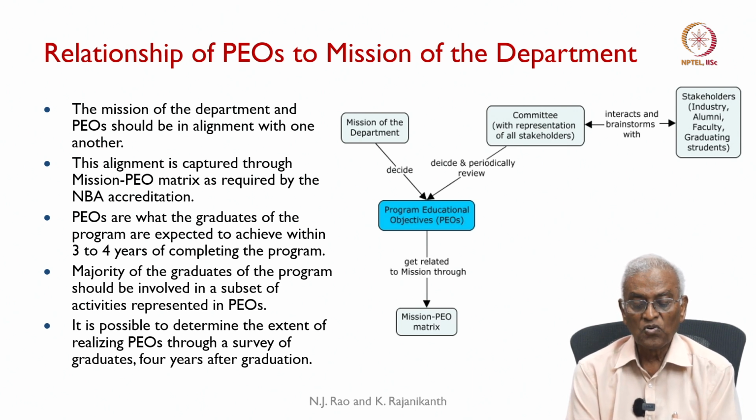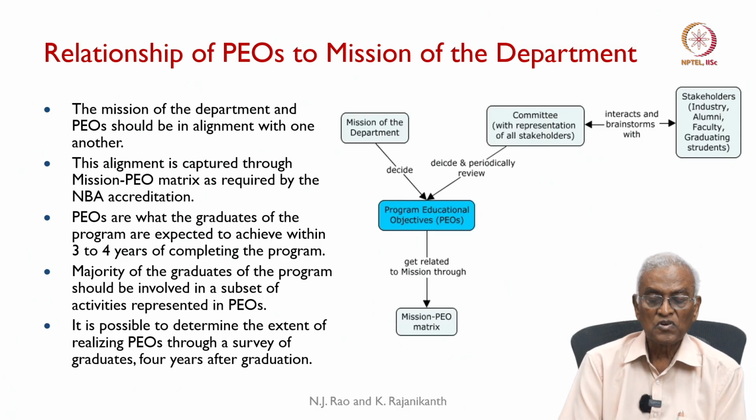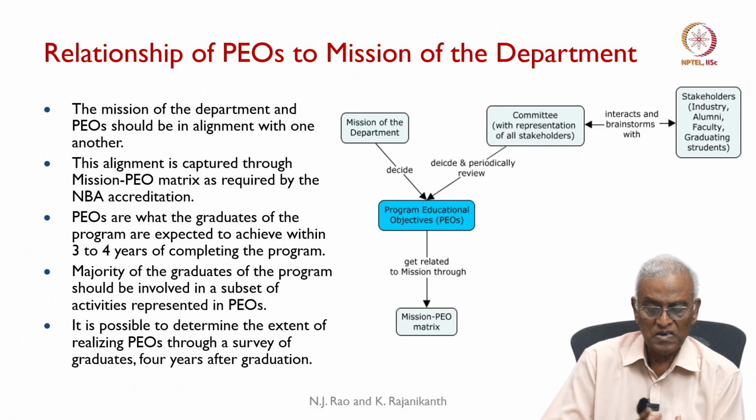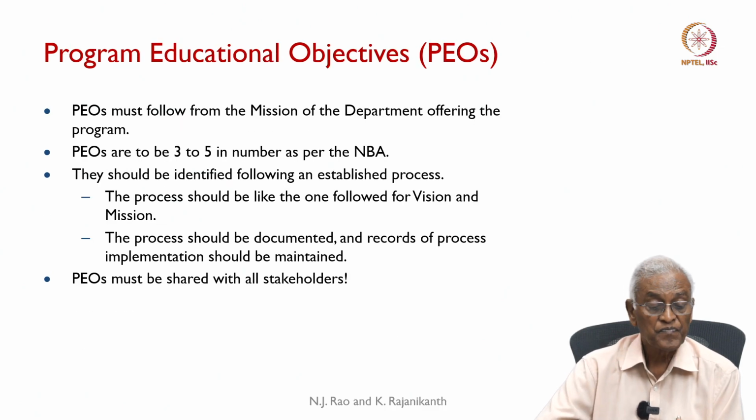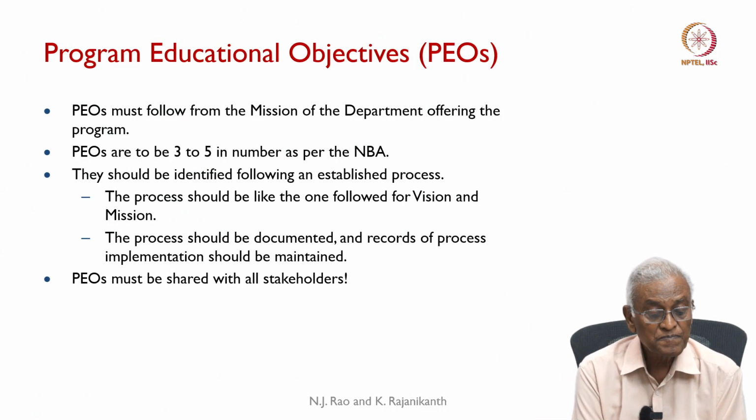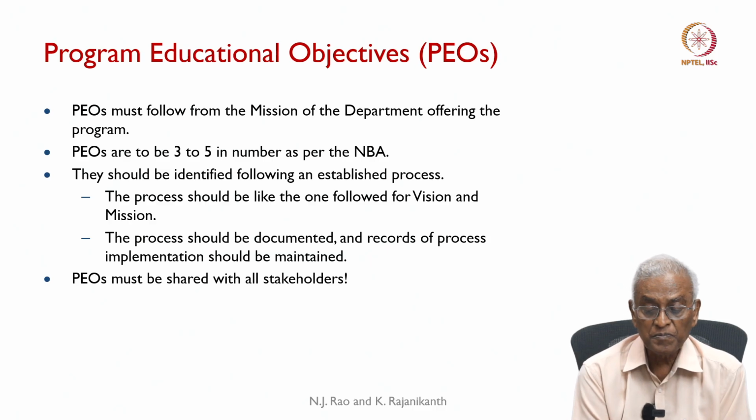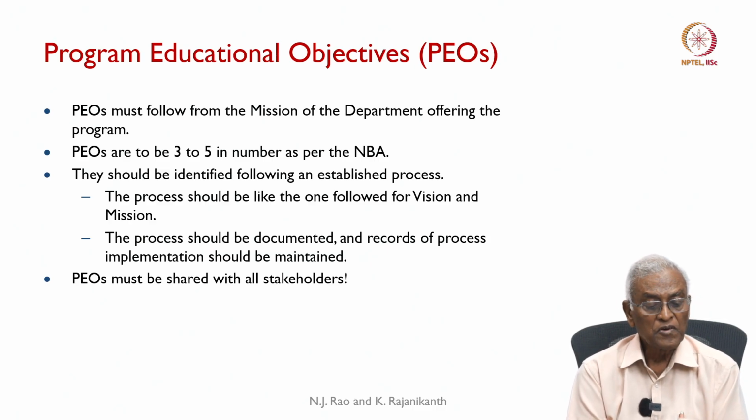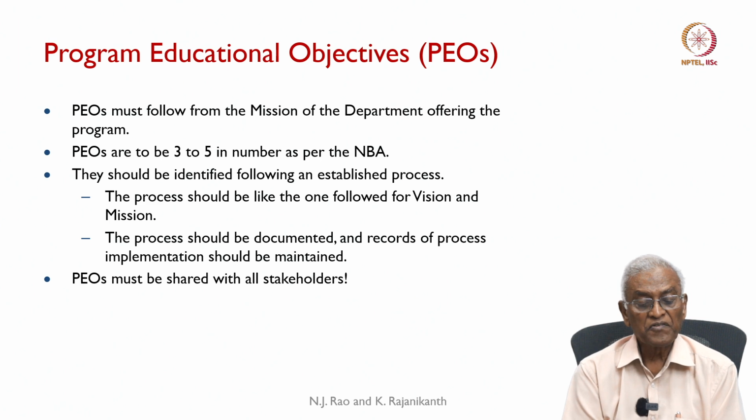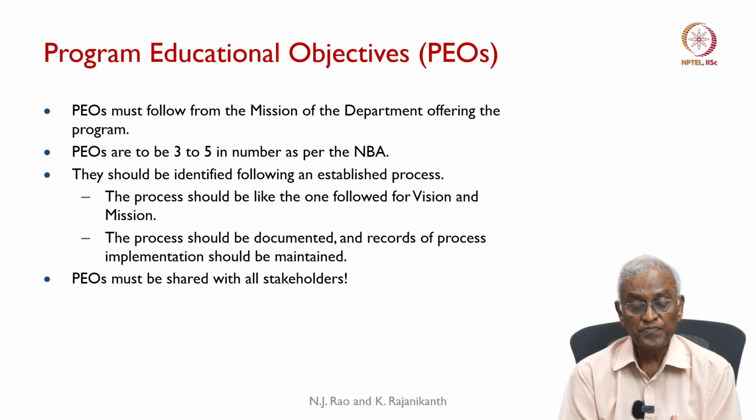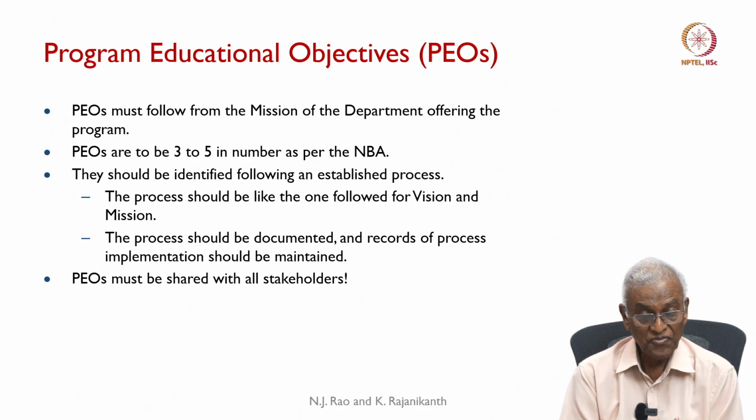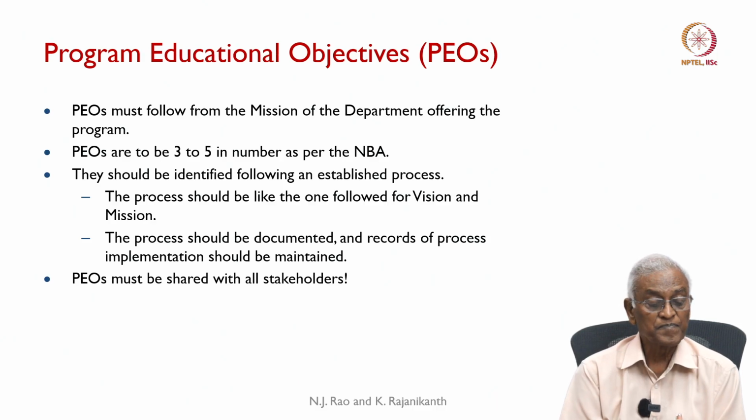And these PEOs get related to the mission through a mission PEO matrix. Okay, that is broadly the relationship. Now, more details. PEOs must follow from the mission of the department offering the program, as we mentioned. PEOs are to be 3 to 5 in number. That is, you do not write multiple sentences in a PEO. Each PEO is represented as one sentence. You can have several phrases, and they have to be between 3 and 5 as required by the NBA.